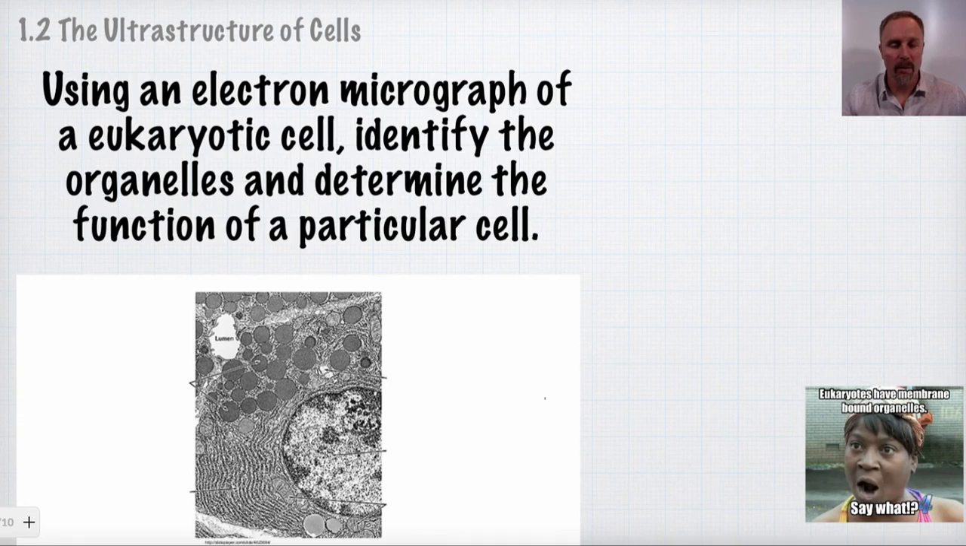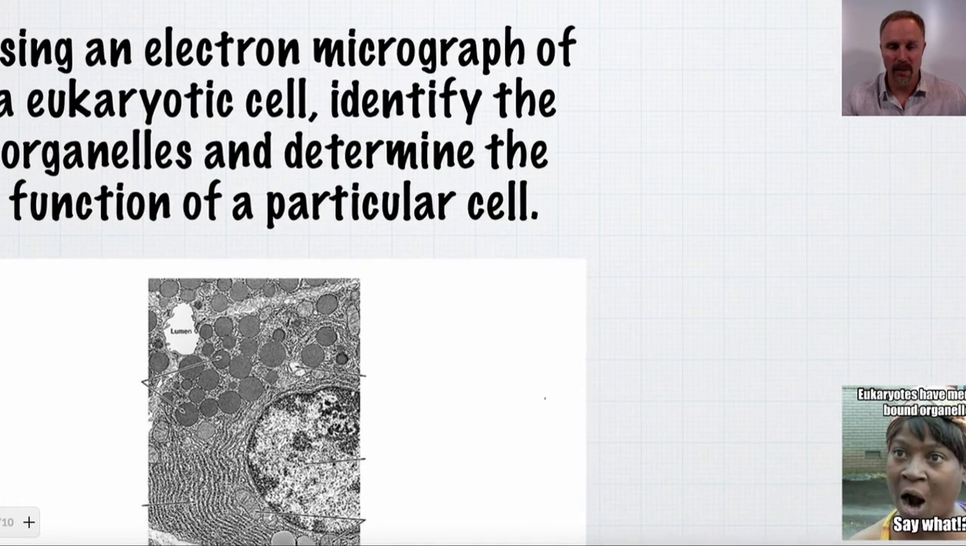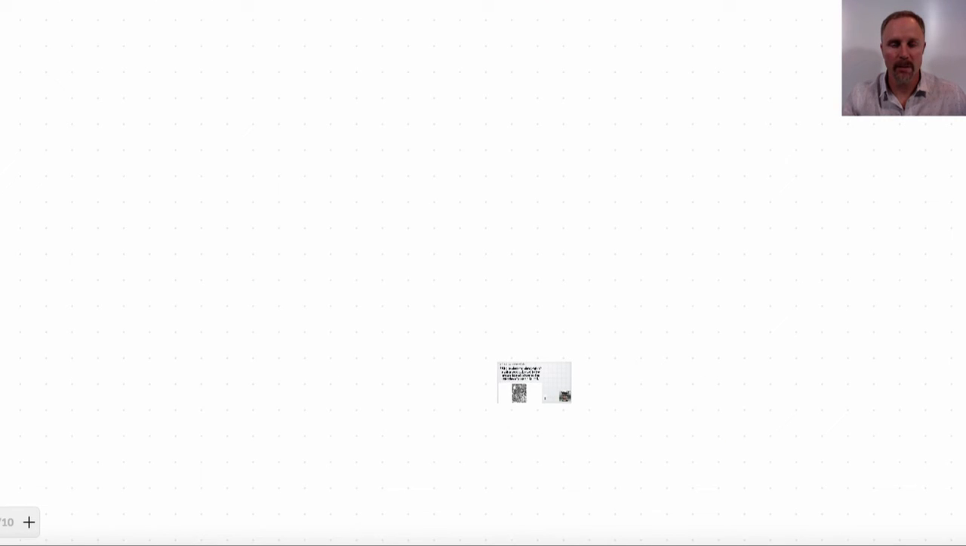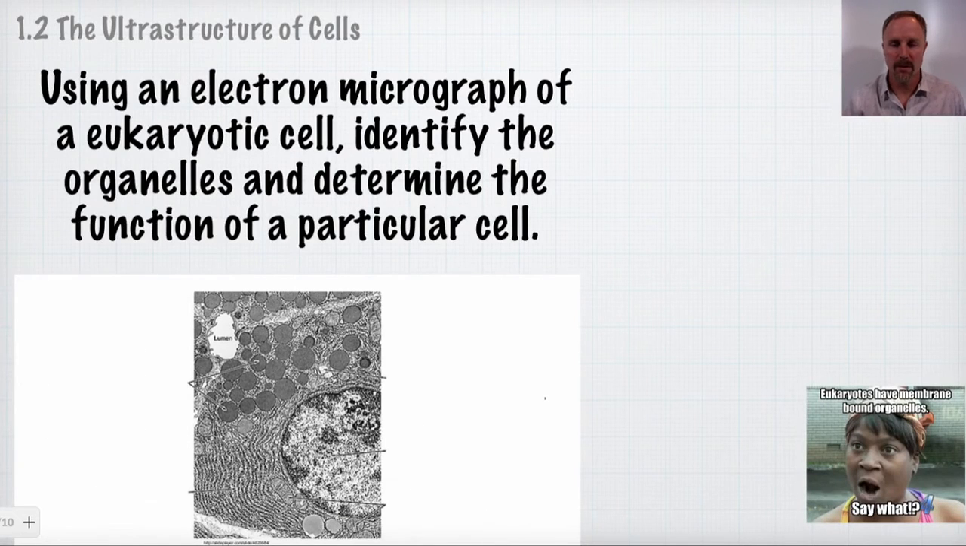Now, the last thing that we should look at here is if we're given an electron micrograph and we want to see the difference between these two types of cells. Whoops, excuse me. Sorry about that. Trying to zoom in a little bit here for you. It's very sensitive. There we go.